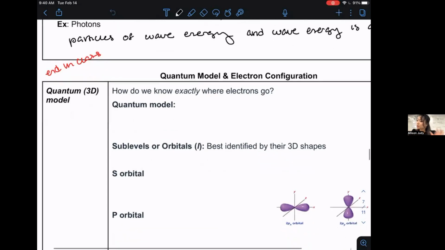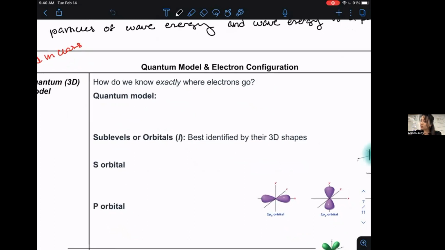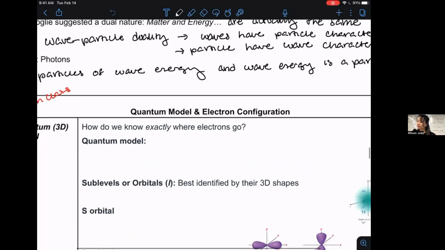Okay. But we're going to stay right now in the zone of moving in our progression of the atomic model. And the quantum model tells us more exactly where the electrons are. Because right now the Bohr model just tells us it's in a ring. But I could put the one electron anywhere on the ring.